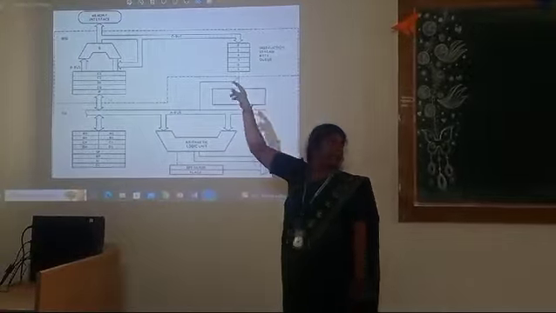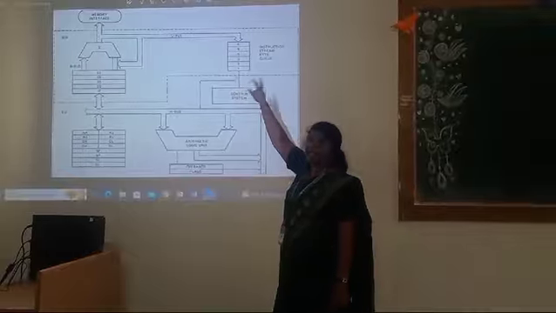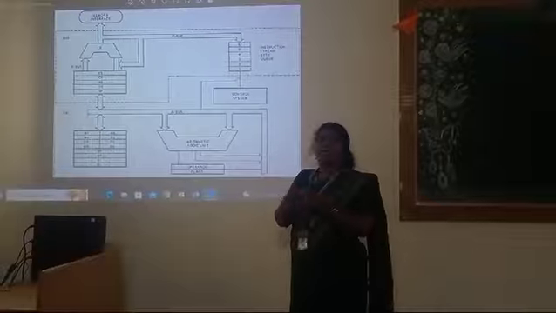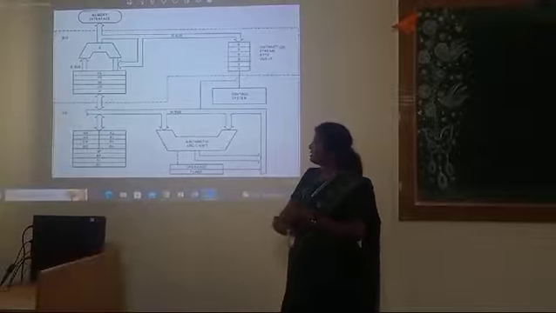Next, the instruction queue system is there. Totally 6 instructions can be fetched simultaneously here, right? And one by one we can fetch. So it will fetch, decode and execute, right? The system works in that way.